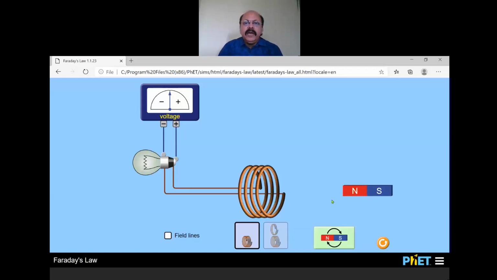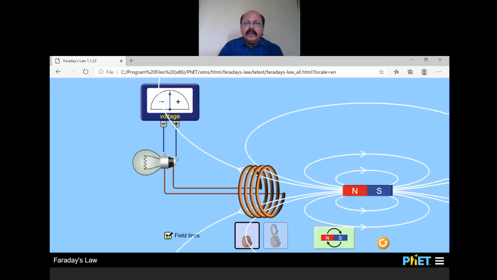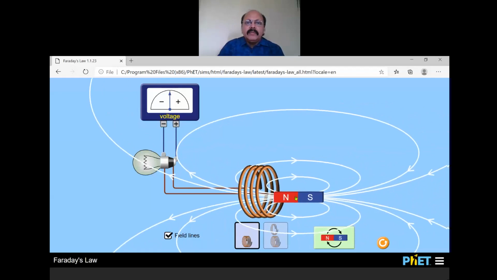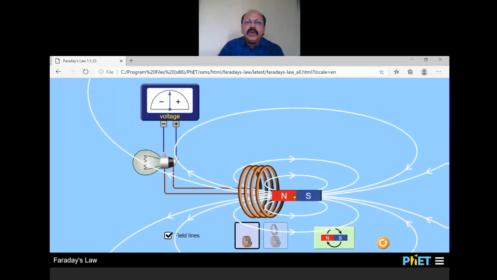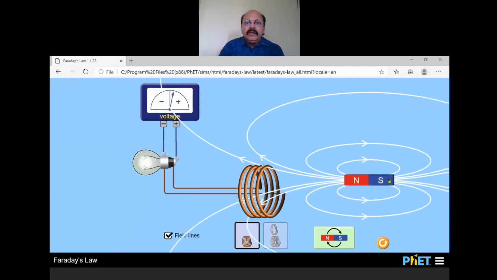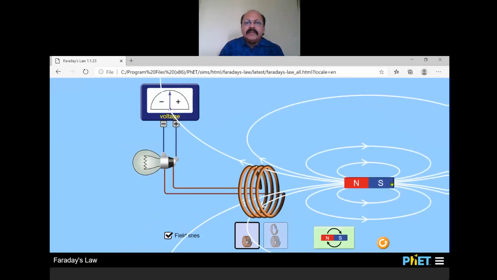You can also see here the magnetic field lines. As you see, when the magnet with its north pole moves towards the coil, the magnetic field lines passing through the coil increase. So the magnetic flux increases. As we move the north pole away from the coil, the magnetic field lines crossing the coil decrease. So a decrease in magnetic flux takes place.